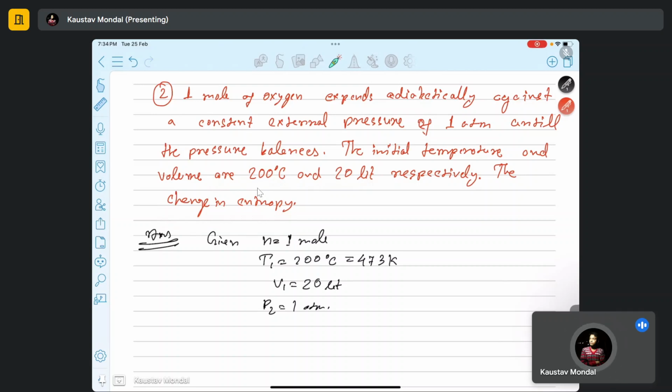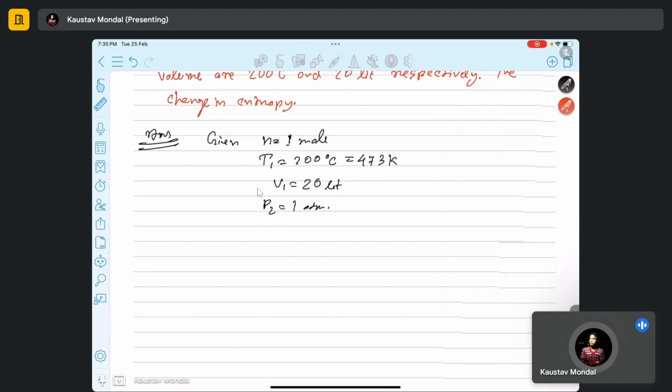So how can we calculate that? P2 is the external pressure, that is 1 atm. That means the final pressure balances with the external pressure, so P2 is 1 atm. But using T1 and V1, we can calculate the initial pressure, which is also needed to solve the problem.